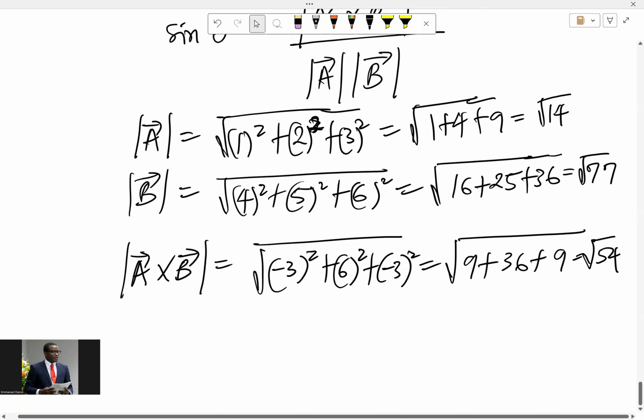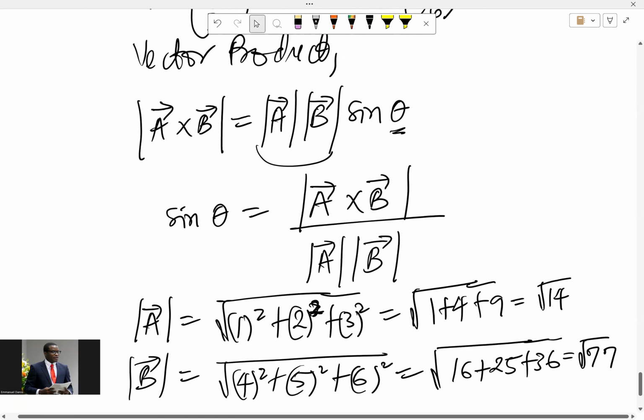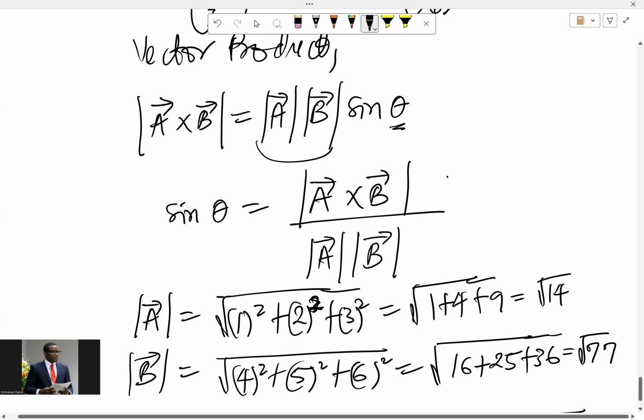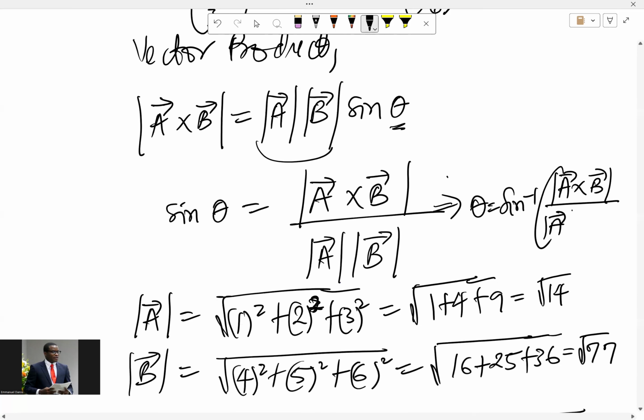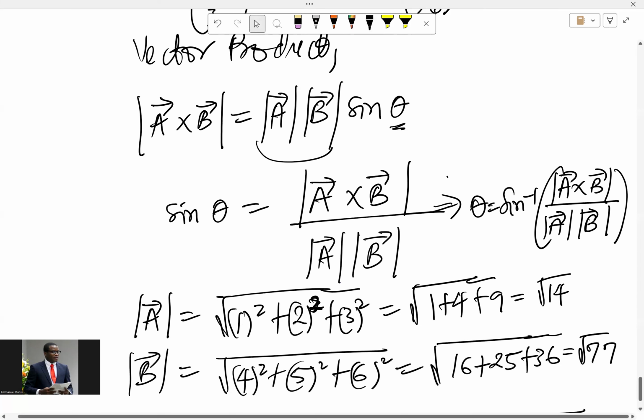That's root 54. So the angle, did I even complete this? So this simply implies that theta is arcsine of the magnitude of A cross B all over the magnitude of A multiplied by the magnitude of B, like that. So that is your theta.